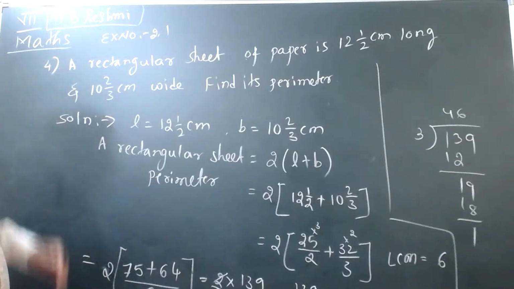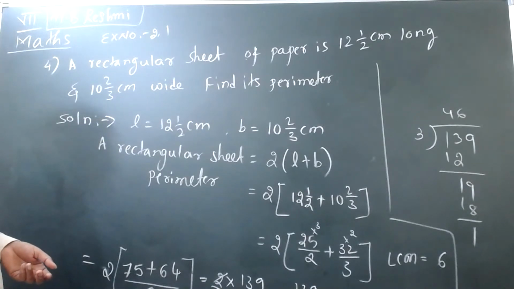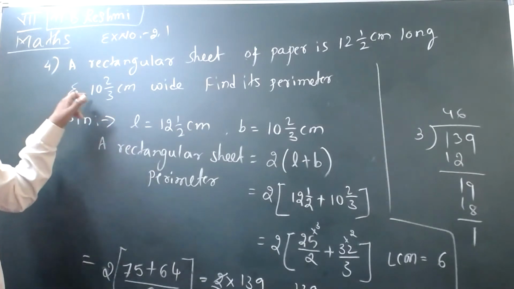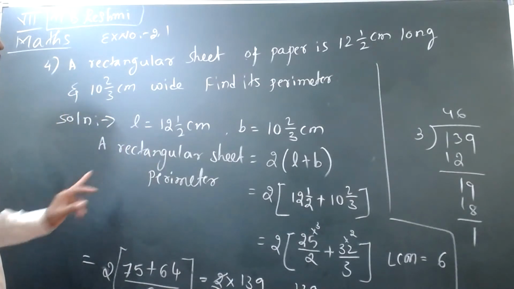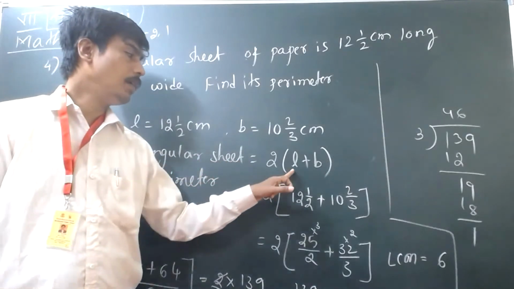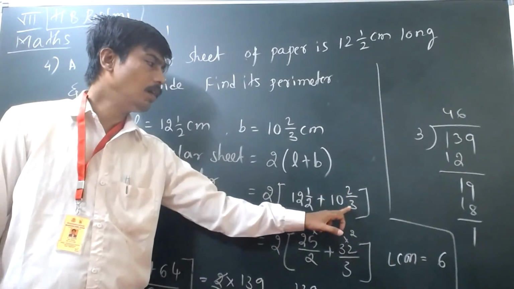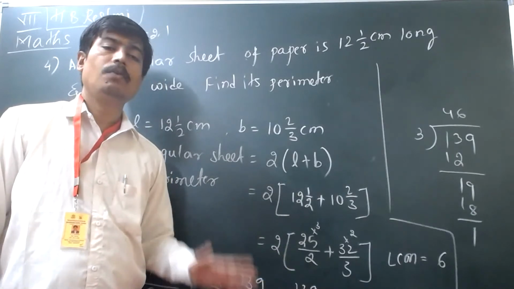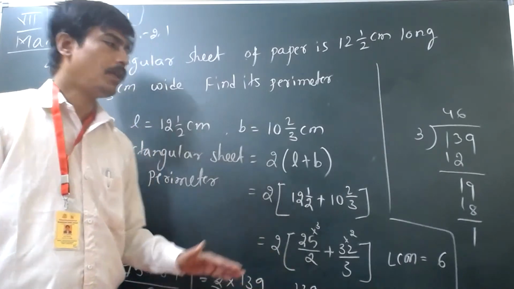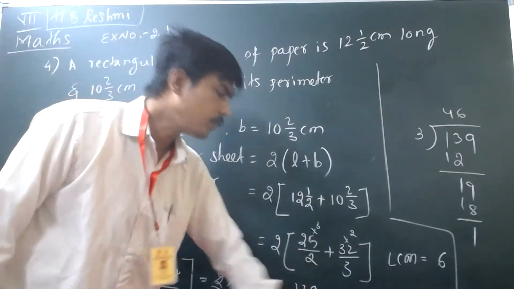What is the question? A rectangular sheet of paper is 12 integer 1 by 2 centimeter long and 10 integer 2 by 3 centimeter wide. Find its perimeter. We have to consider the width as the breadth. That is important. And the formula is 2 times (L plus B). L value 12 integer 1 by 2, B value 10 integer 2 by 3. Now convert them from mixed fractions into improper fractions. You have learned this in your previous classes. We can convert a mixed fraction into an improper fraction and an improper fraction into a mixed fraction.